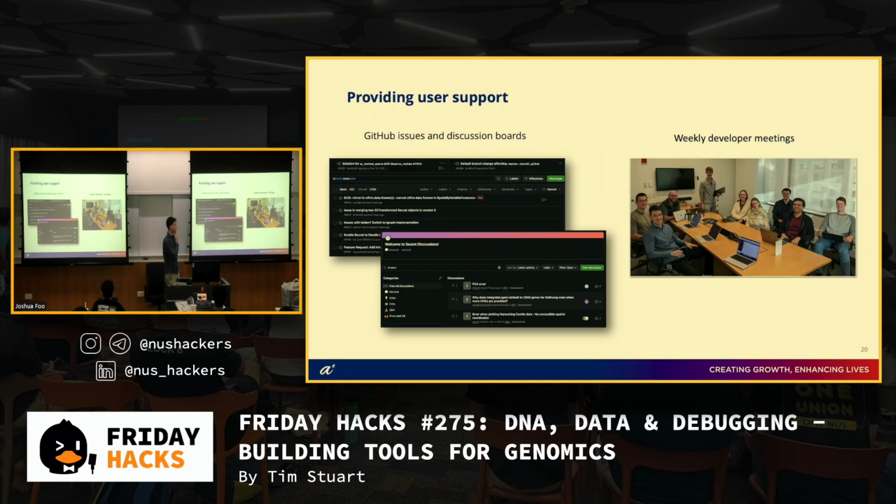And then the other thing that we did to help adoption of the software is we spent quite a lot of time on user support. So through GitHub issues, and a lot of the ones that we get are not the typical issues of reporting a bug, but a lot of them are just questions like, I have this sort of data, how should I analyze it?